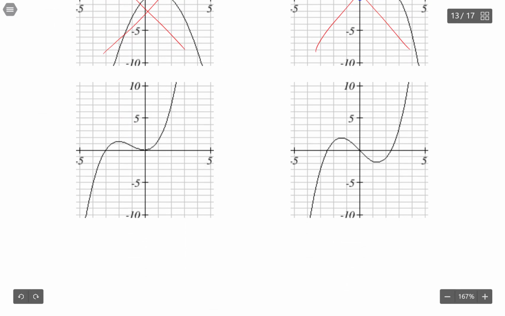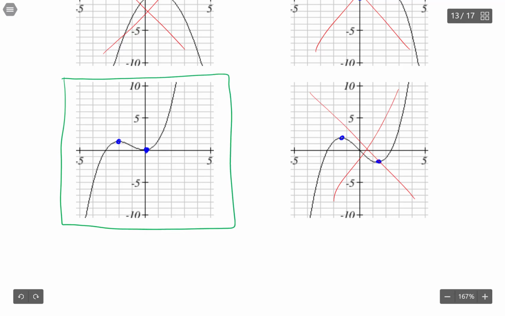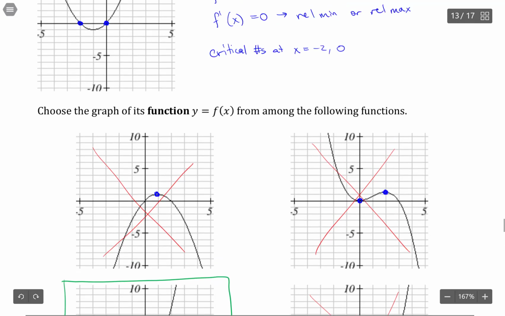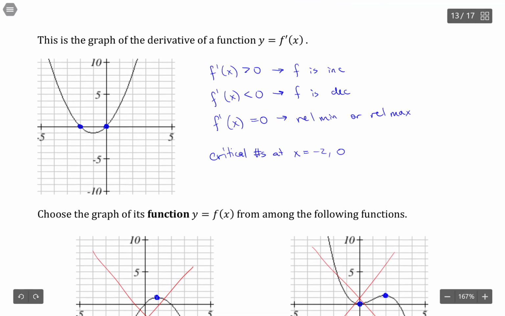The next one would have a critical number at -2 and 0, so that's still in the game. And this one has a critical number here, which is not quite -2, and here, which is definitely not 0. So we can throw that out as an option as well. So it looks like this is the only one left to work for us. Now there are some other principles we could have used if it didn't rule out all the others.